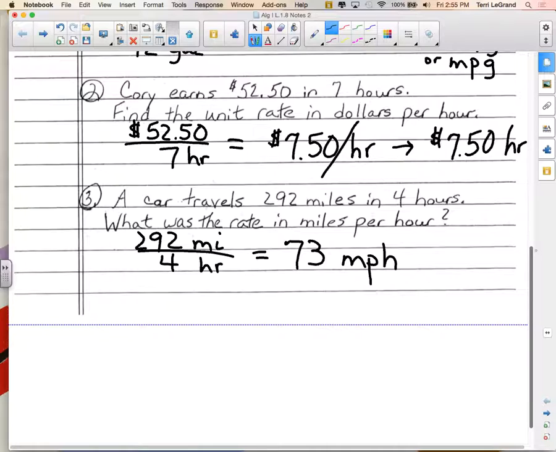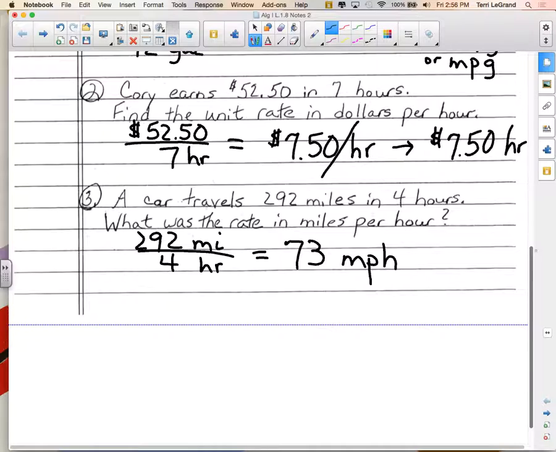Do we agree with her? Okay, 73 miles driven every hour, with that having been what they traveled, 292 miles in 4 hours. The average speed was 73 miles per hour. So they kind of seem like no-brainers, but you know what?